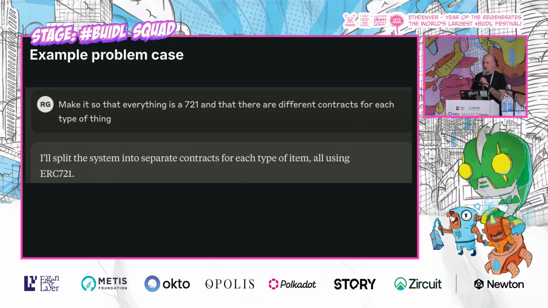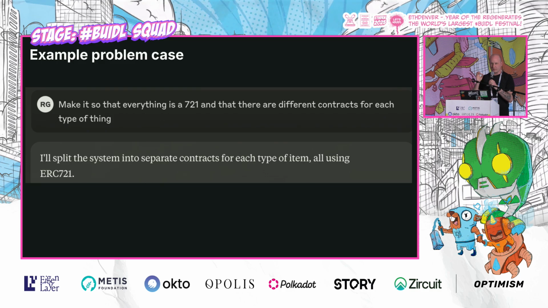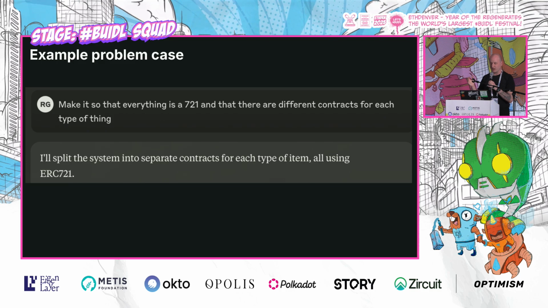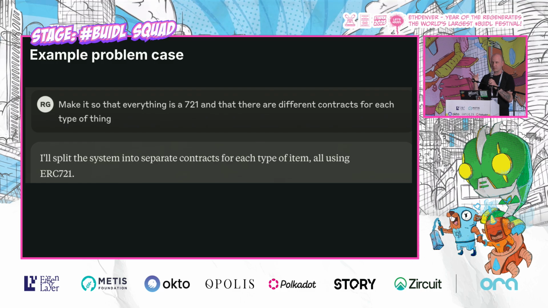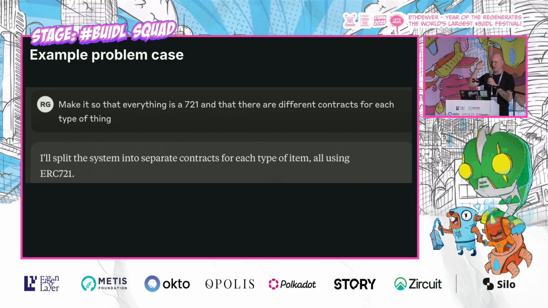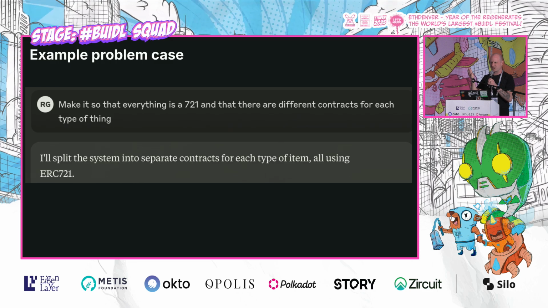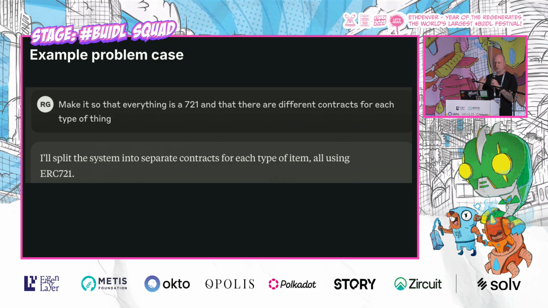But it didn't do that at all. And I'm not going to show all the code it generated because it generated a couple hundred lines to try to create this. And it made it very bespoke and non-standard. And I said, no. Make it so that everything is a 721 and that there are different contracts for each type of thing. Because it tried to make one mono contract that had all the things and had a purchase function that something would know how to call and all types of stuff, even though I explained that. And it said, okay, I'll split it up.